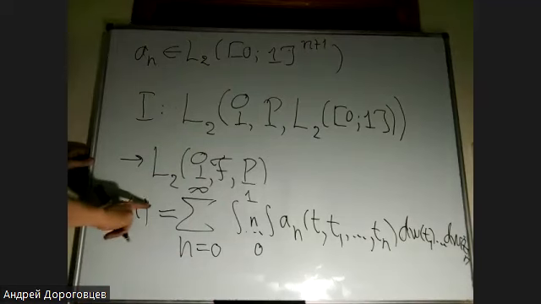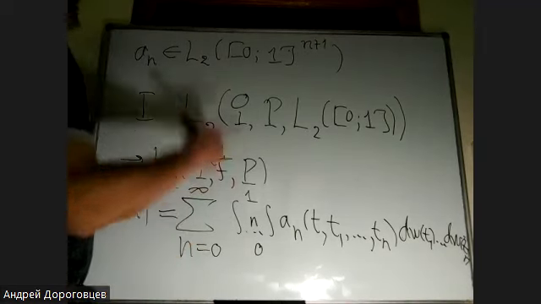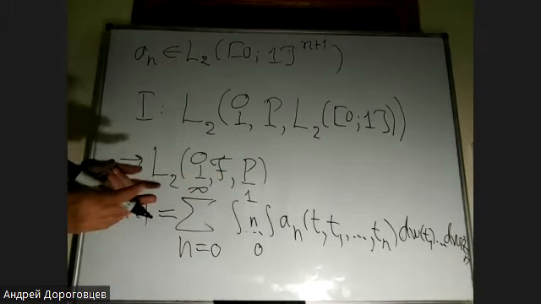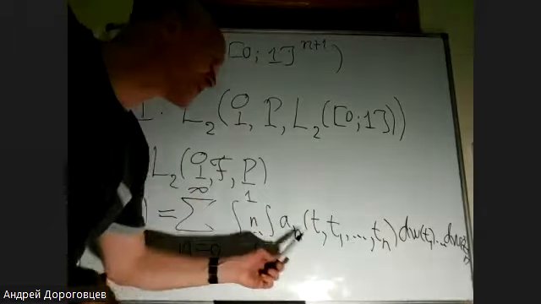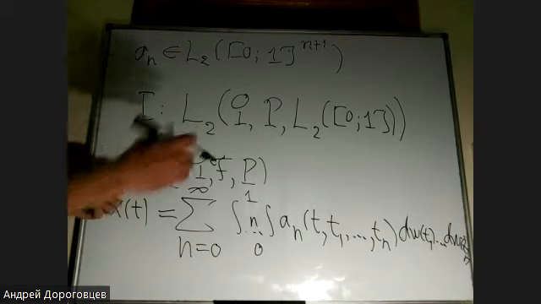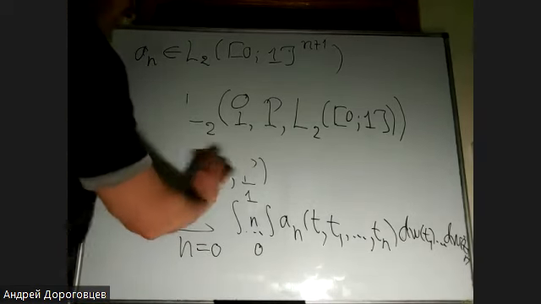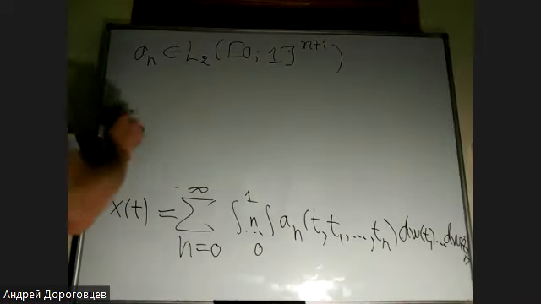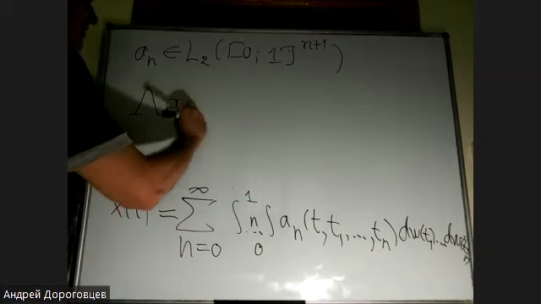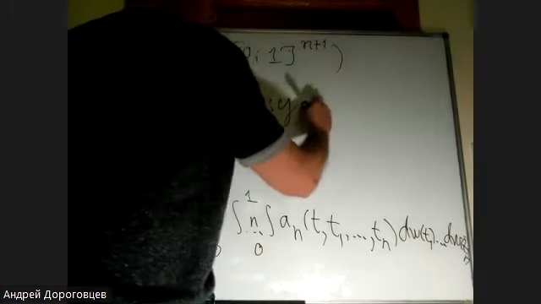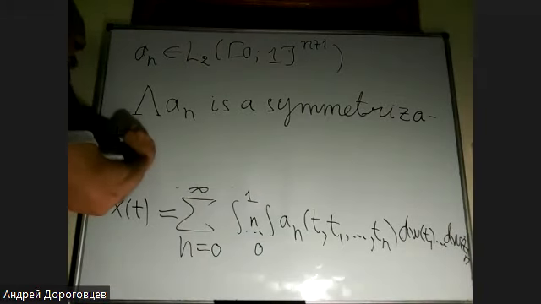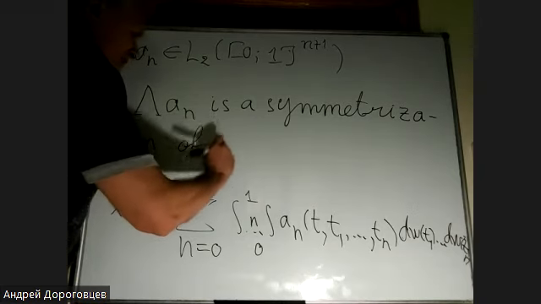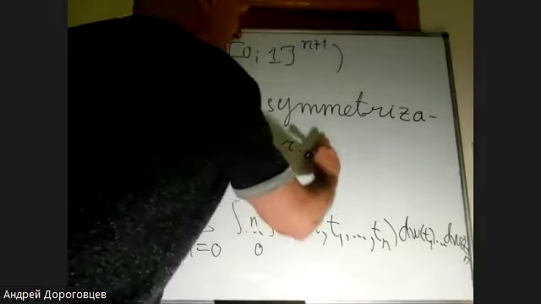Just write the expectation of the square here and do the additional integration. But of course, in general there is no argument that a_n is symmetric with respect to all these n+1 variables. It is not true. But what we can do is symmetrization. So let me denote by lambda a_n the symmetrization of a_n with respect to n+1 variables.